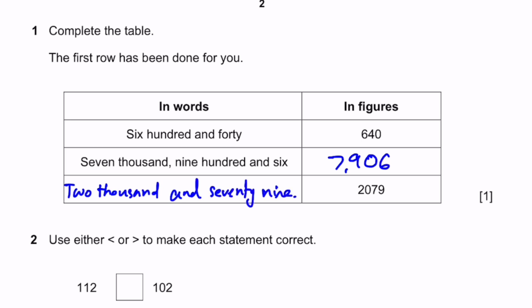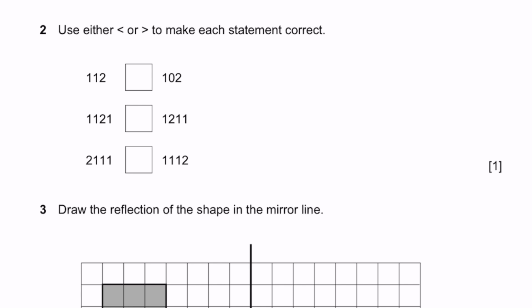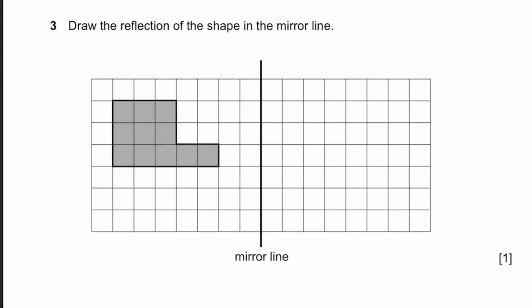2,079. Use either less than or greater than to make each statement correct. 112 greater than 102. 1121 less than 1211. 2111 greater than 1112.